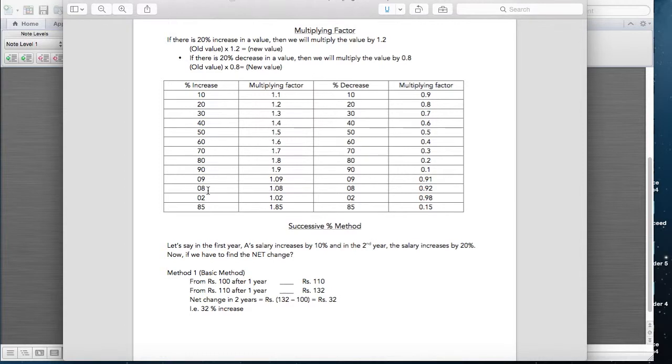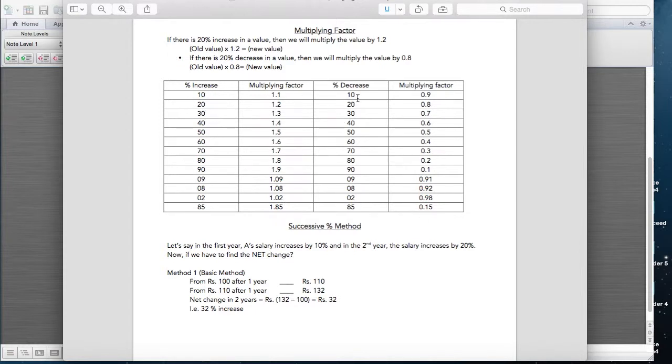So whenever the value is increased by a percent that is less than 10, we'll write 0.09, 0.08, 0.07, 0.06. In this case, the value is increased by 2%, so we'll multiply it by 1.02.